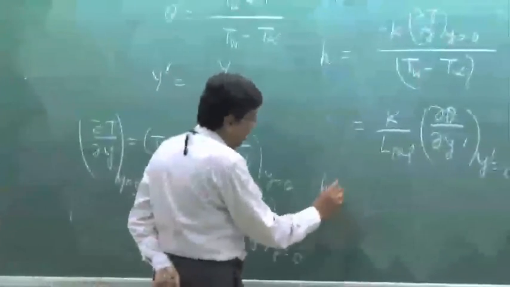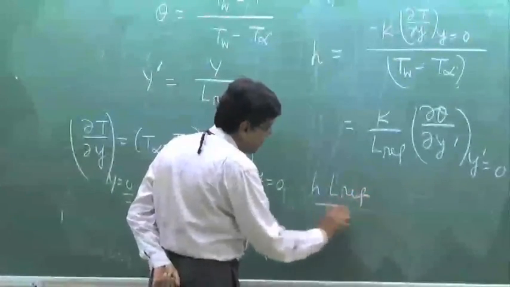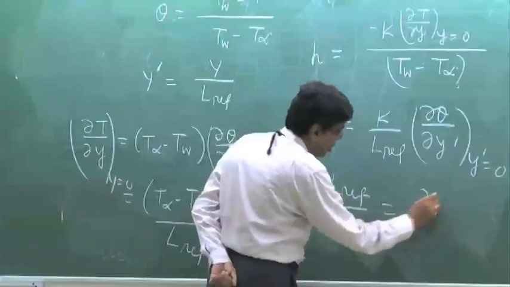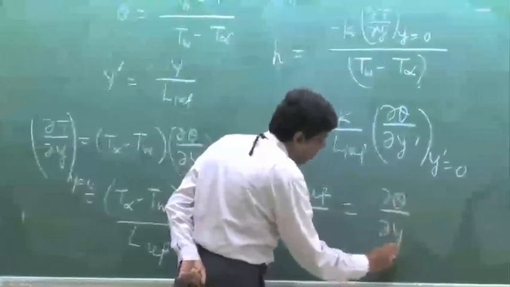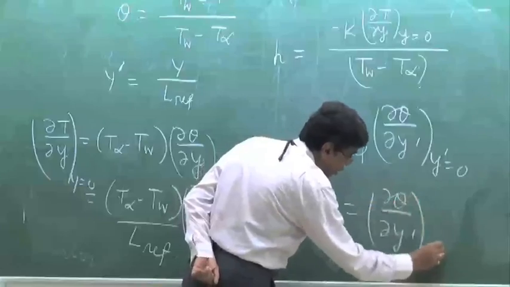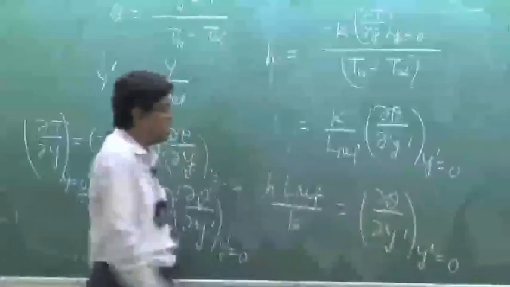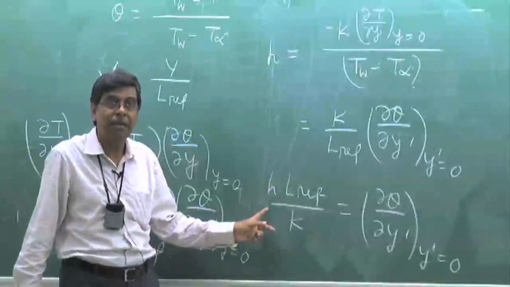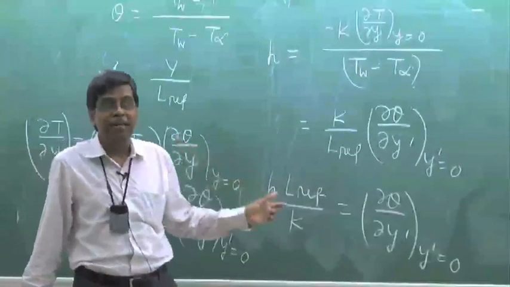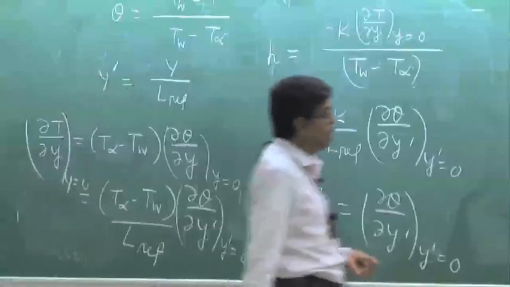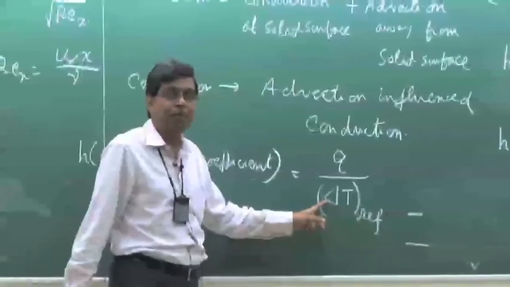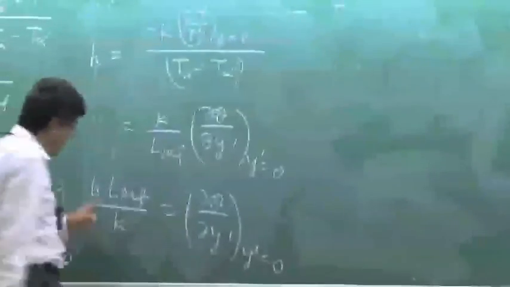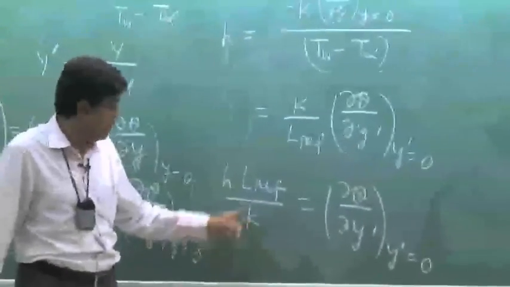Then we can write h L reference by k is equal to del theta, a non-dimensional temperature gradient at the wall or at the surface. So this is a non-dimensional temperature gradient, that means the left hand side is also a non-dimensional parameter. And if you write the unit, what is the unit of heat transfer coefficient? Heat flux divided by temperature, that means watt per meter square Kelvin.